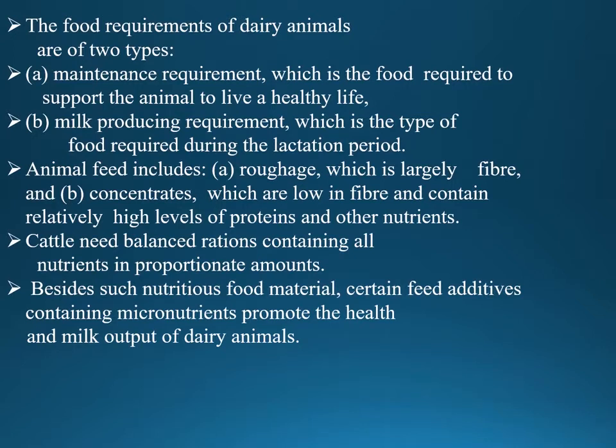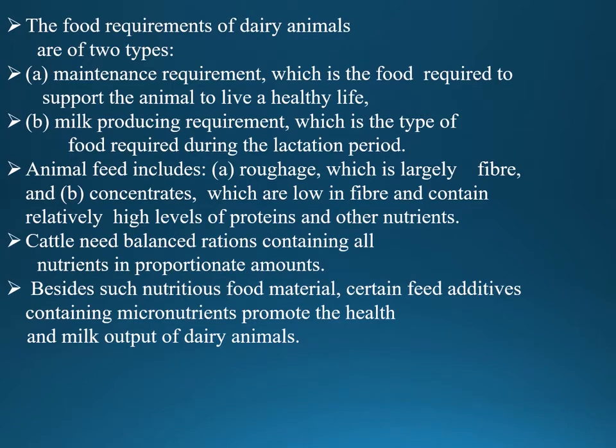Animal feed includes roughage, which is largely fiber. Another one, concentrates, which are low in fiber and contain relatively high level of protein and other nutrients. Cattle need balanced rations containing all nutrients in proportionate amount. Besides these nutritious food, certain feed additives containing micronutrients will also promote the health and milk output of dairy animals.